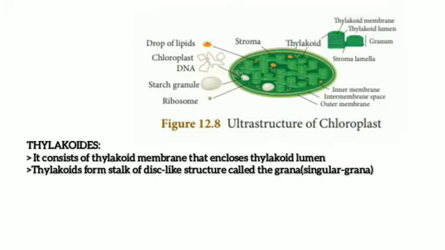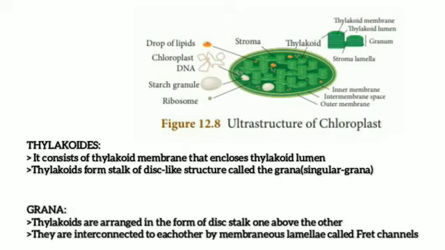Next we move on to thylakoids. It consists of a thylakoid membrane that encloses the thylakoid lumen. Thylakoids form stacks of disc-like structures called grana. Grana is plural, singular is granum. As we already saw, thylakoids are arranged in the form of discs stacked one above the other. They are interconnected to each other by membranous lamellae called Fret channels.